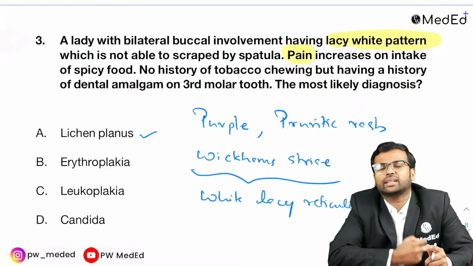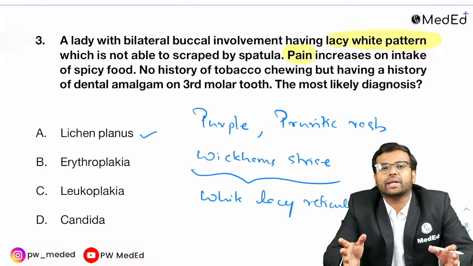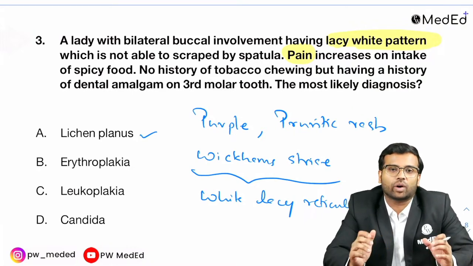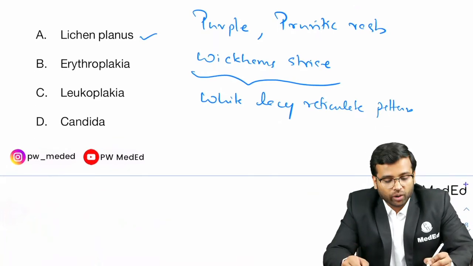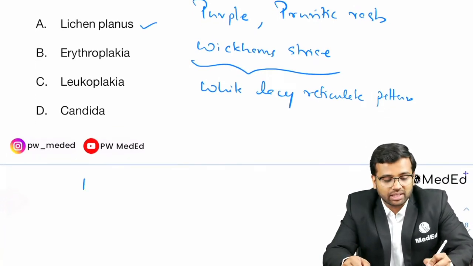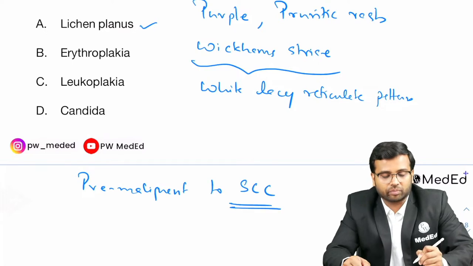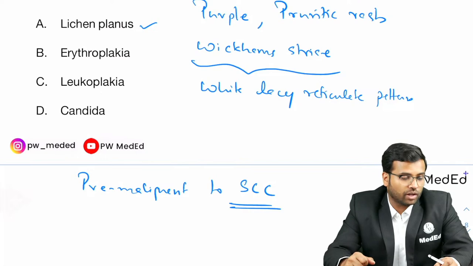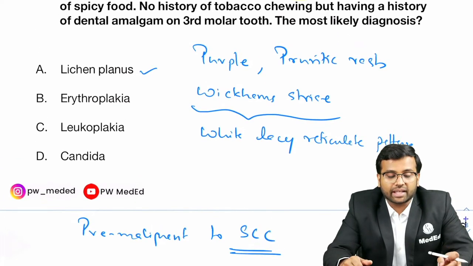Now, do you think that this oral involvement in lichen planus is a precancerous condition or not? Is it a pre-malignant condition? What do you think? Why is oral lichen planus important? Oral lichen planus is important because it is pre-malignant to squamous cell carcinoma. So here the right answer is going to be lichen planus.